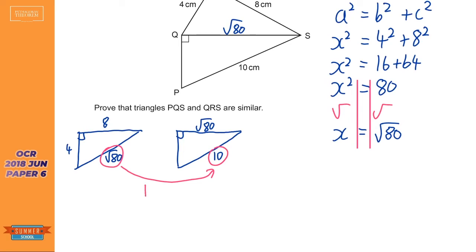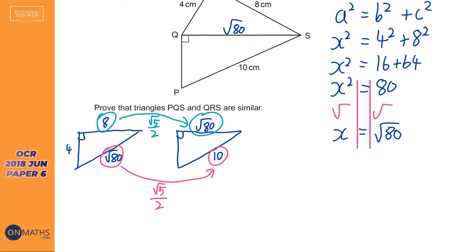And that is, well, I might as well just do it as a third. So root 5 over 2. Okay, let's try it with the other one. So this one to get to this one. So we're going to do root 80 divided by 8. And that is root 5 over 2. So there's a common scale factor.